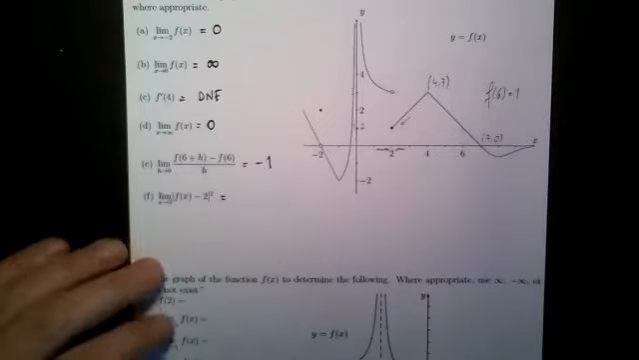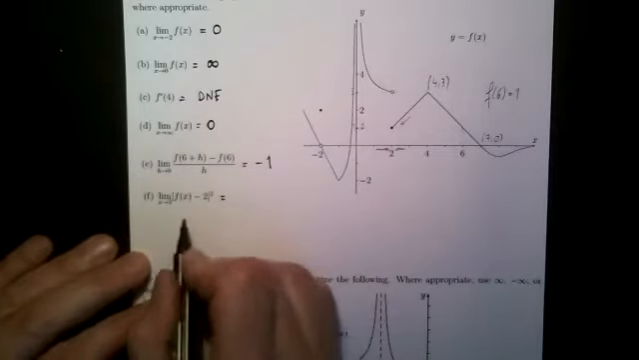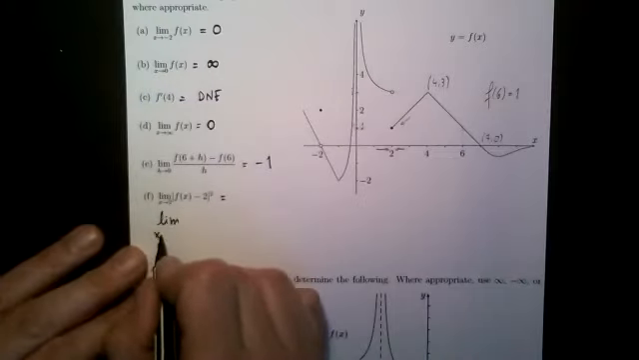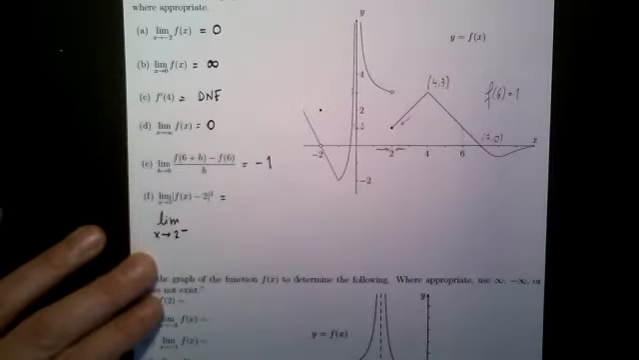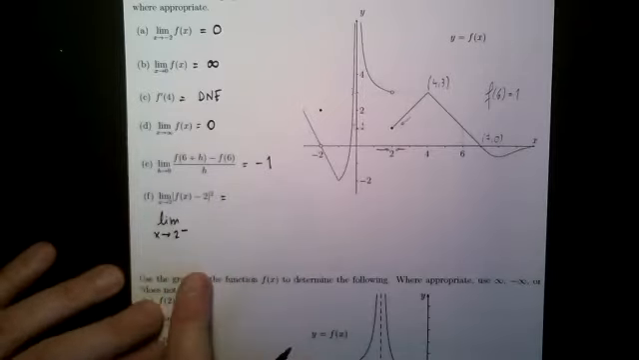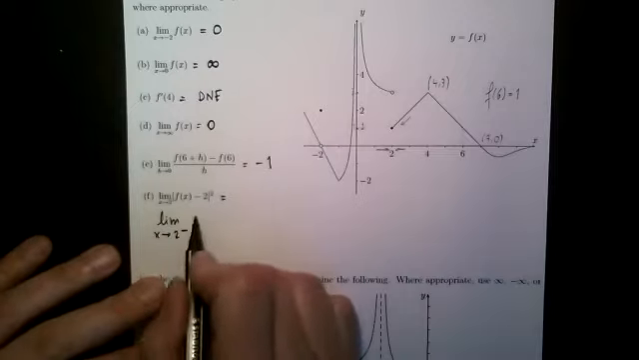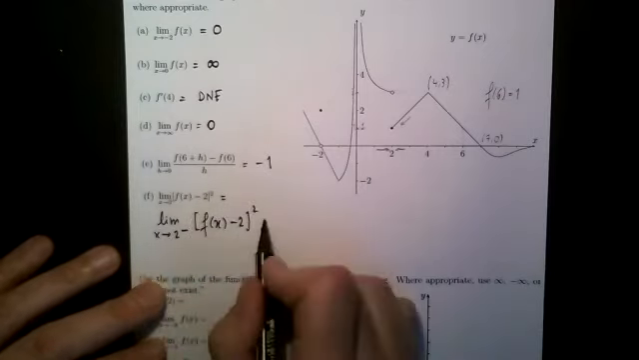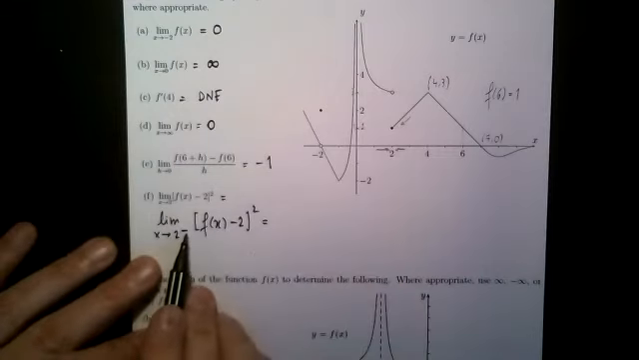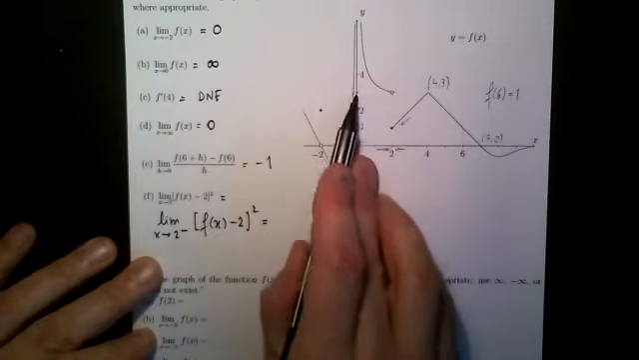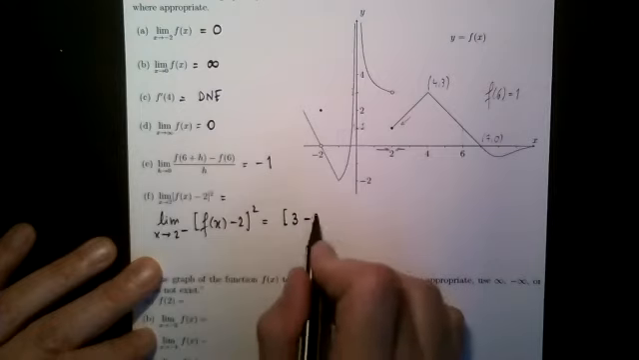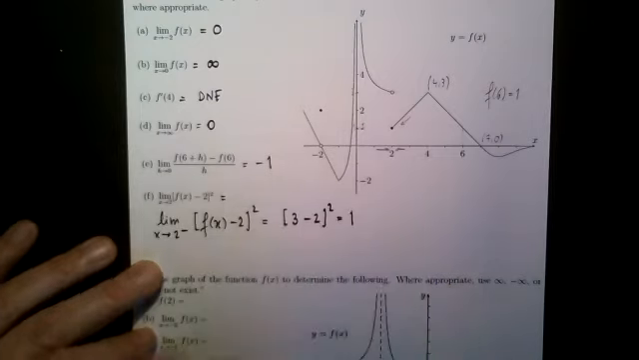Okay, so let's do it. This one is interesting. Let's see from the left. So limit as x approaches 2 from the left side. Can you see with this pen, or is it too thick? No, I can see it. Okay. So of f of x minus 2, squared, if I'm approaching 2 from the left side, my function is getting close to 3. So this will be 3 minus 2, squared, and that's 1.